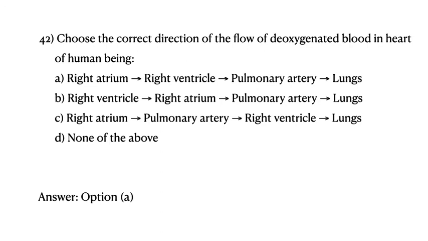Now children, you remember what is the direction of the flow of deoxygenated blood in human heart? Yes, option A, that is first the deoxygenated blood enters right atrium, from there it goes to right ventricle, then with the help of pulmonary arteries it reaches to the lungs. So here option A would be the correct answer.